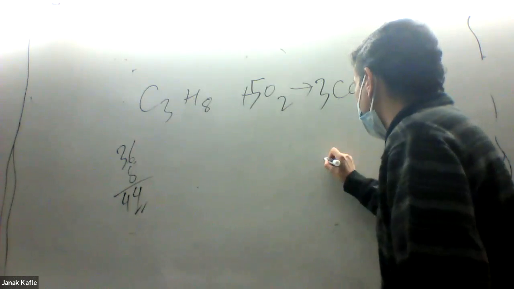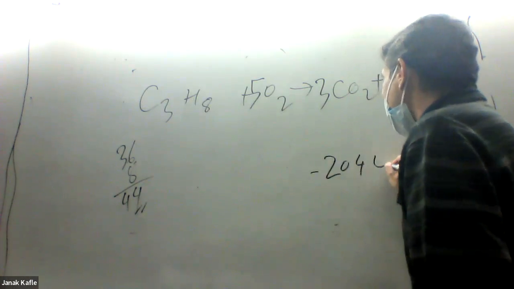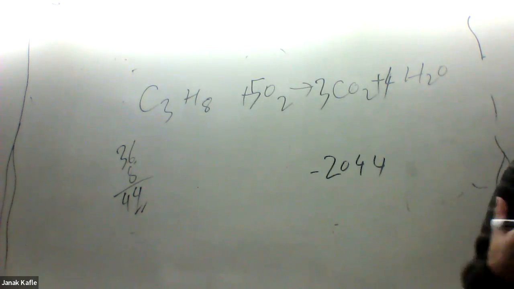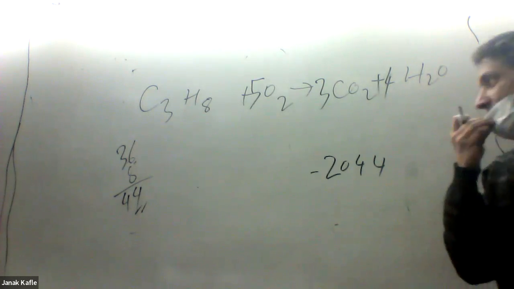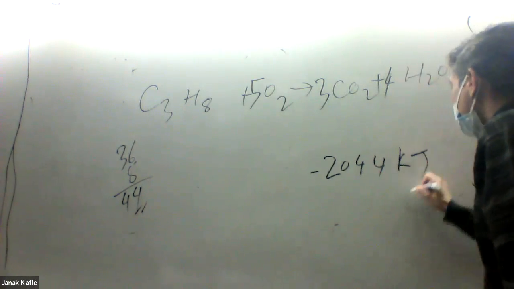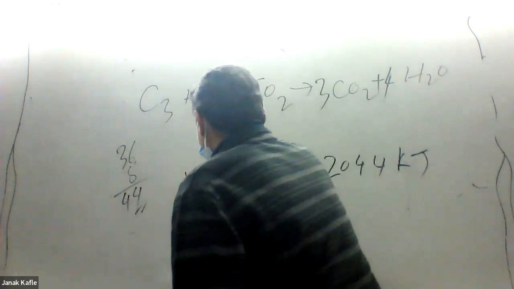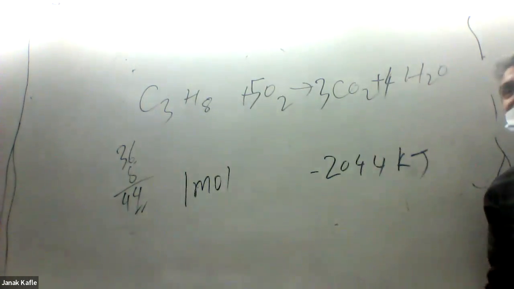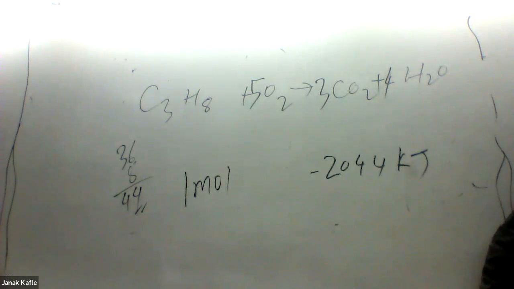Minus 2044. Again, this minus sign is not negative. It is coming out. Yeah, it is coming out. We are feeling hot. So kilojoule per mole. Per mole means what? 1 mole. If you want 1 mole of this propane, you get that much heat. That's what it is saying, right? Everybody got that?